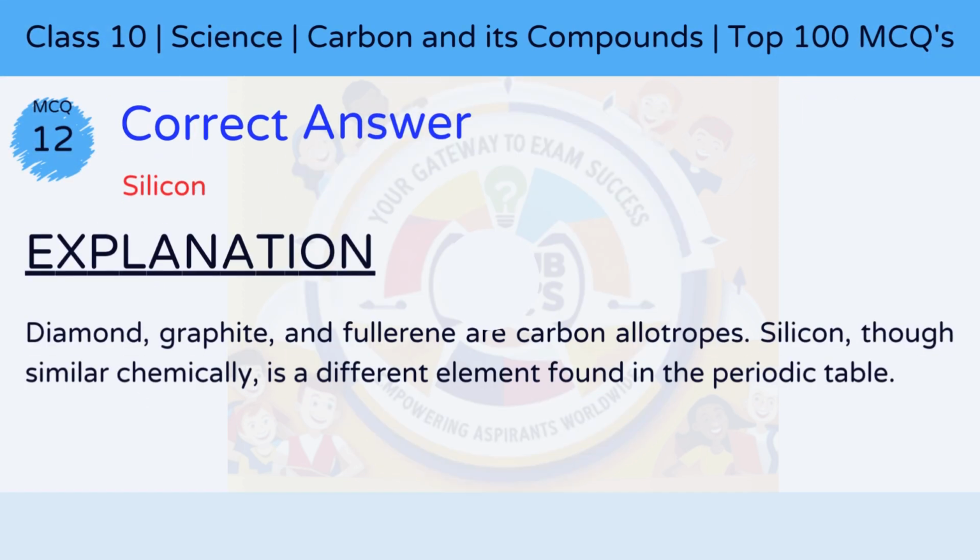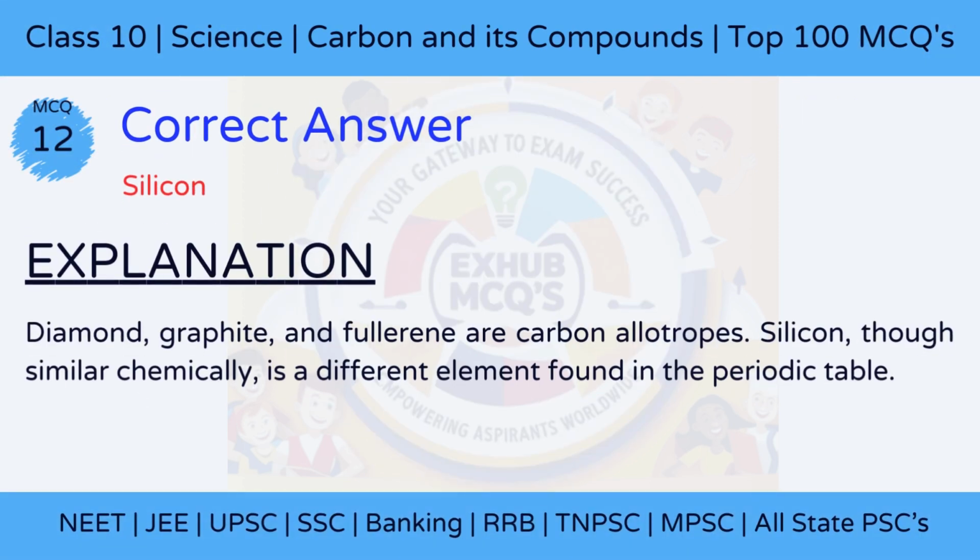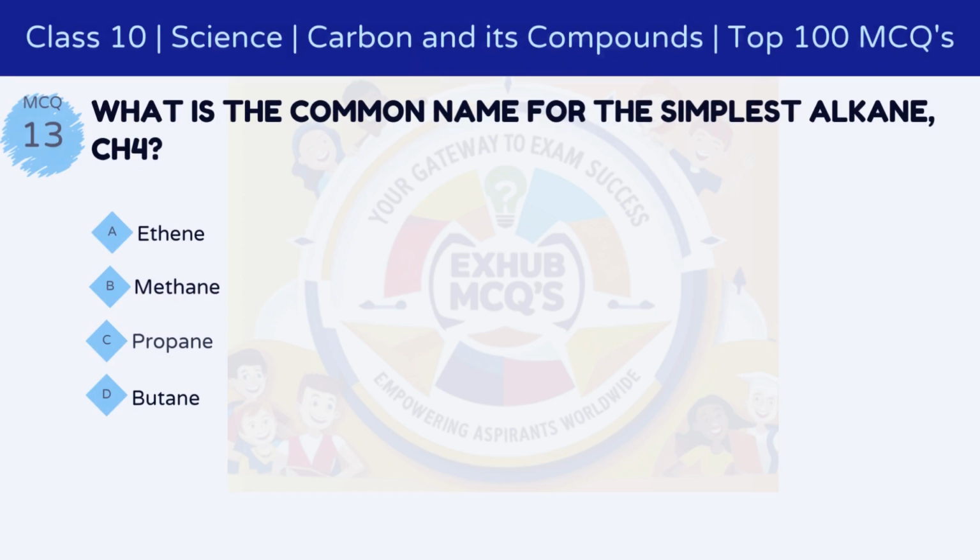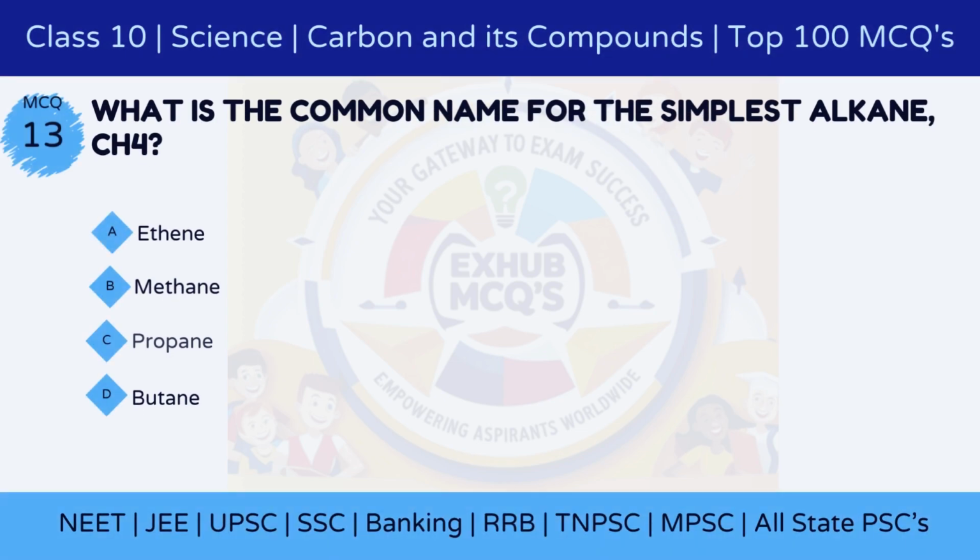The correct answer is option D, silicon. Explanation. Diamond, graphite, and fullerene are allotropes of carbon, differing in their atomic arrangements and properties. Silicon is a separate element, not an allotrope of carbon. MCQ 13. What is the common name for the simplest alkane CH4?